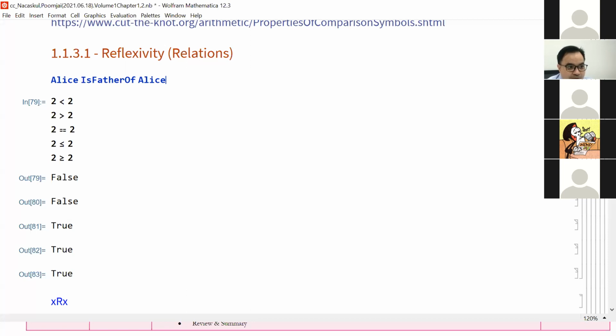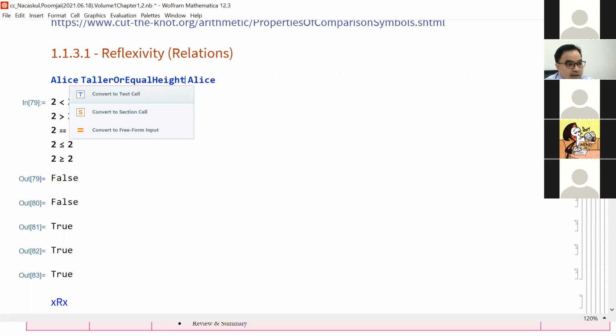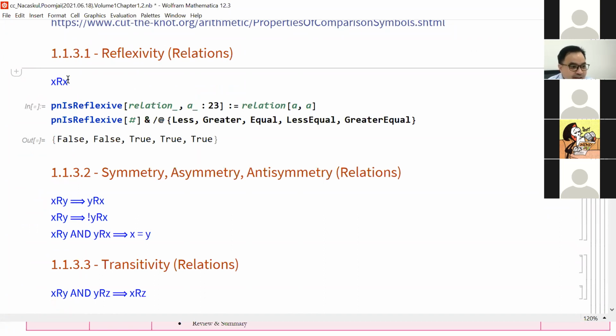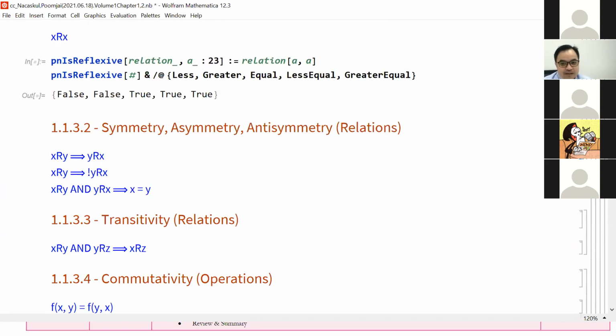This is going to be false, right? Okay. Alice is taller or equal height with Alice. This is going to be true. Okay. So that's the basis of comparison. So this is what reflexivity means. You apply it to the same thing. So X with X. Symmetry means you apply with Y. Okay. So these are a little bit of details that maybe in the interest of time, we'll leave it later.